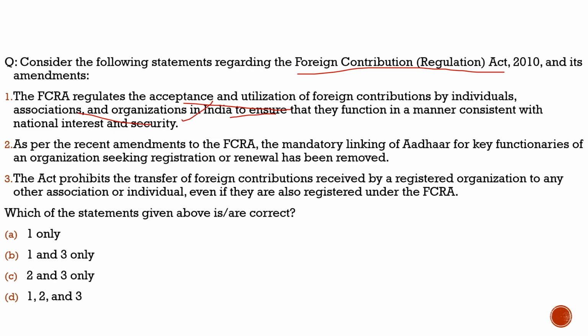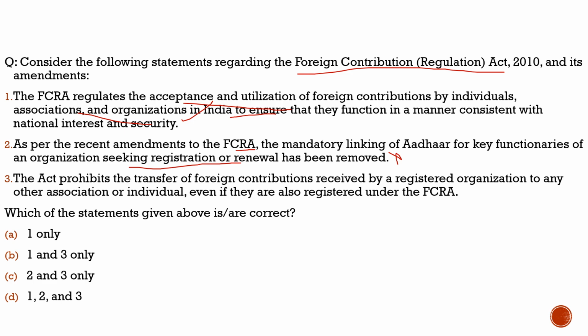Second statement, as per the recent amendments to the FCRA, the mandatory linking of Aadhaar for key functionaries of an organization seeking registration or renewal has been removed. No, totally incorrect. It has been added that if any organization is seeking funds under FCRA, then they have to give the Aadhaar cards of their directors, the officers, and the workers; they have to give the Aadhaar card of everybody who is working there. So the second statement is incorrect.